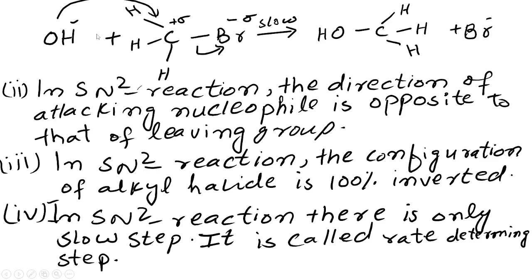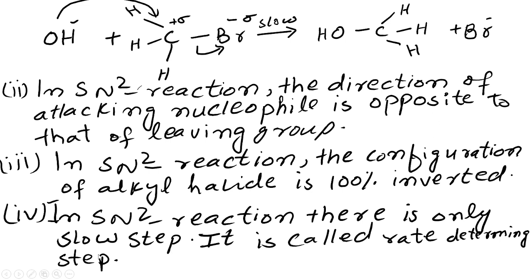So here two molecules are involved. One is OH and the other one is CH3Br. So the order of reaction and molecularity will be 2. In an SN2 reaction, the direction of the attacking nucleophile is opposite to that of the leaving group. This is the leaving group. The nucleophile attacks on the opposite side because both are negatively charged, so this nucleophile cannot attack at the front. It will always attack at the opposite side of the leaving group. In an SN2 reaction, the configuration of the alkyl halide is 100% inverted. Means the molecule becomes inverted.